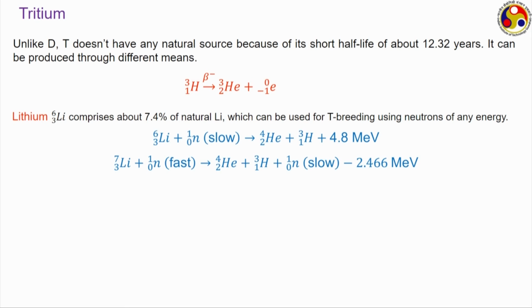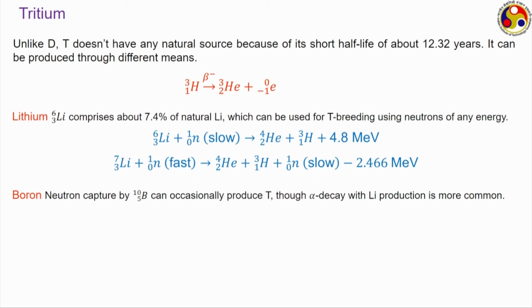And also it is an exothermic reaction releasing 4.8 MeV of energy. But when the same lithium is struck by a fast neutron, it produces helium and tritium again and also one neutron, and this reaction is an endothermic one absorbing 2.466 MeV of energy. Let me correct one thing here: this reaction we are talking about is actually lithium 7 being struck by a fast neutron. So, while lithium 6 can be used to breed tritium using neutrons of any energy, that is not very easy to do with lithium 7, because we need neutrons of very high energy level.